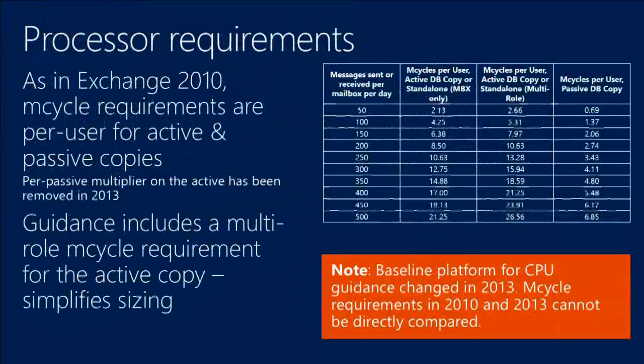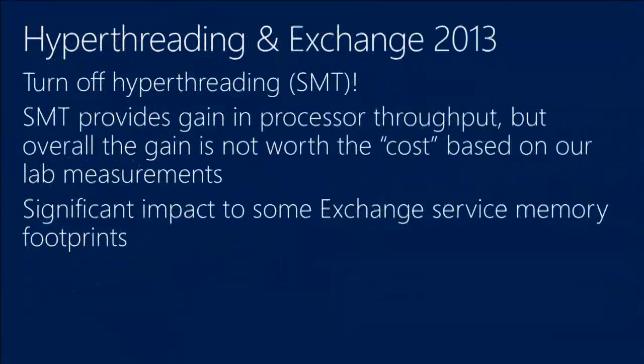Oh, one other point. We did actually have in 2010 what we called a per passive multiplier. That was an additional amount of CPU for every active copy that was based on the number of passive copies associated with the active copy. It was an additional percentage on top of it, and it could be a fairly dramatic increase if you had like a 3, 4, 5 copy DAG in your deployments. We've removed that. That additional per passive resource requirement is actually included in these numbers. We don't see a need to actually add that in, and that's another reason that it's hard to compare between 2010 and 2013 from a CPU perspective.